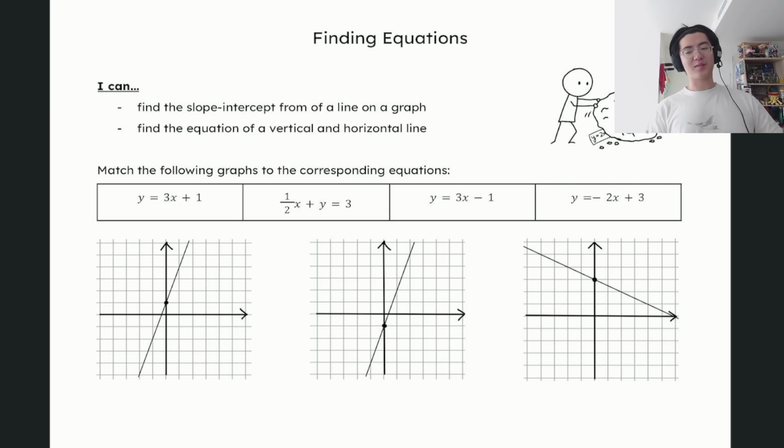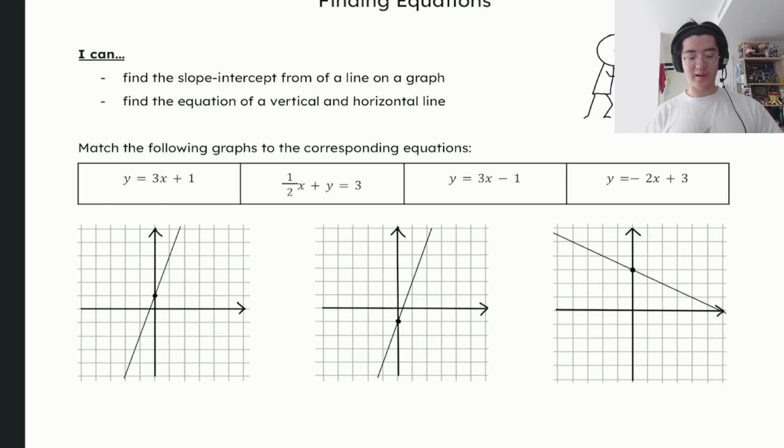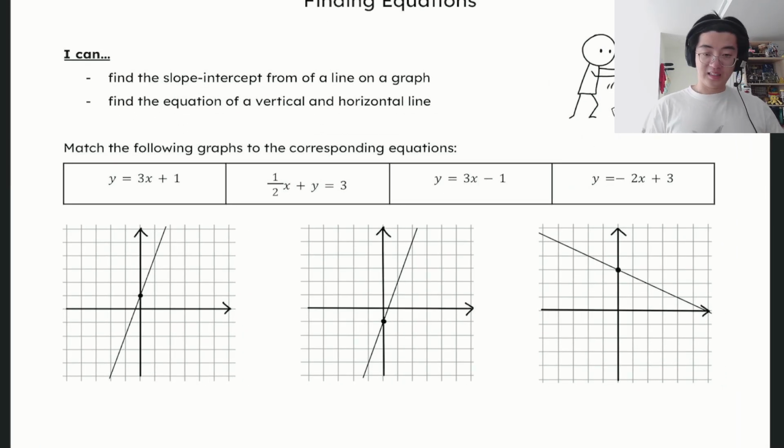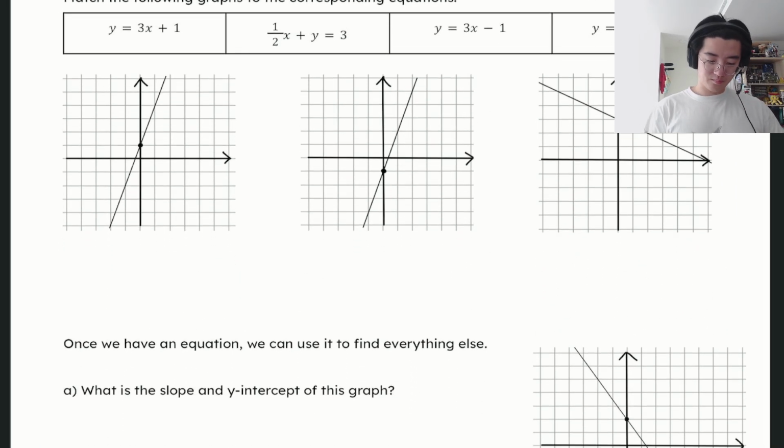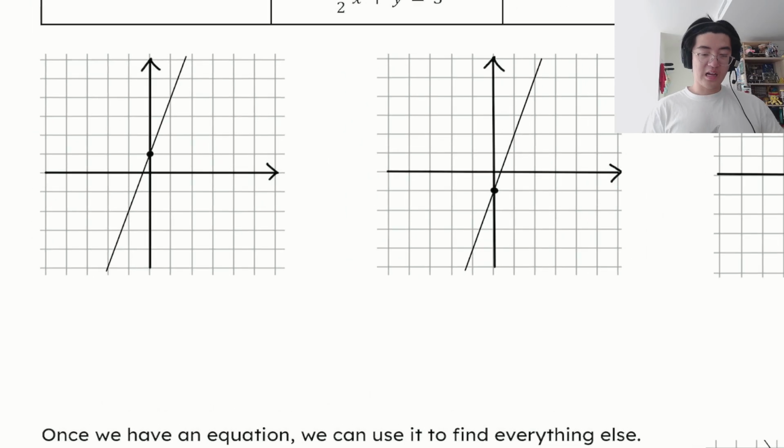Alright, so this is the last part of the graphing we'll be working with in this grade. And last lesson, we worked with figuring out how to graph a graph based on a slope-intercept form. And of course, naturally, we have to learn how to go backwards as well. Okay, so our first set of questions here is to find the equations.